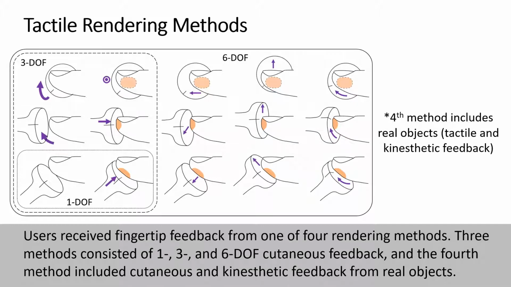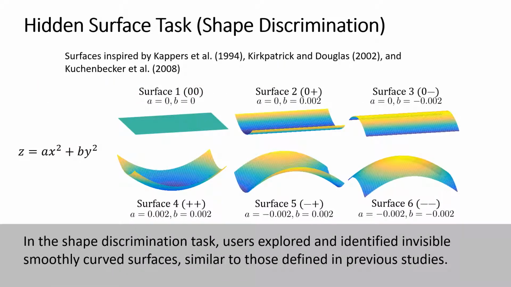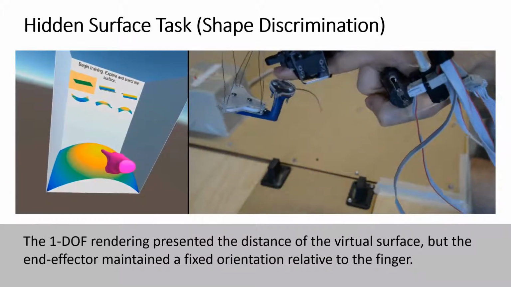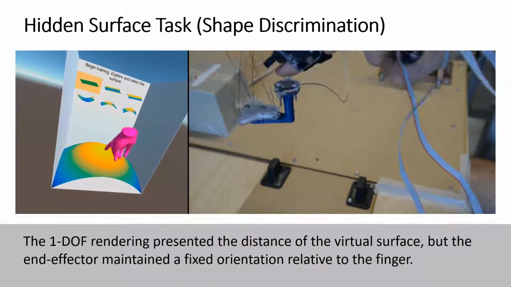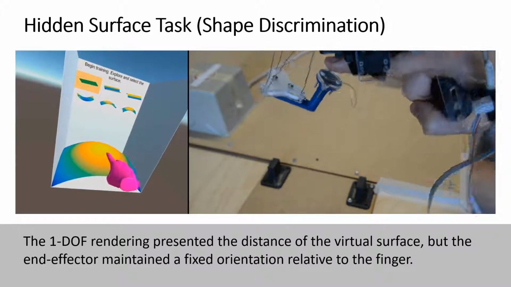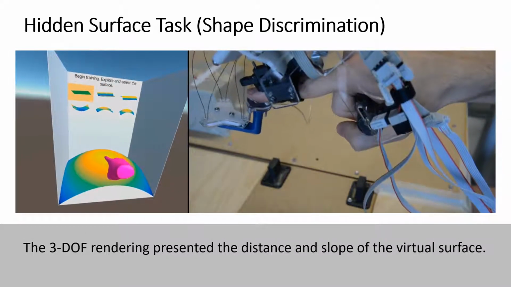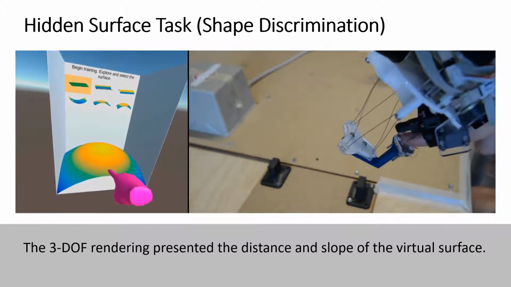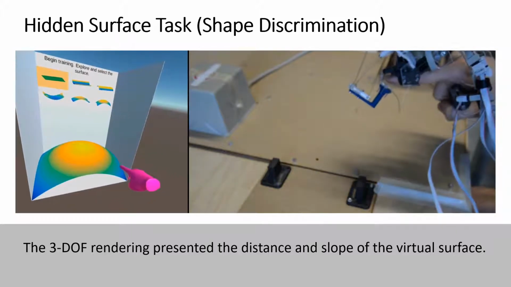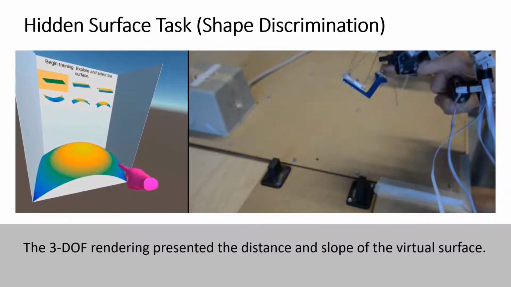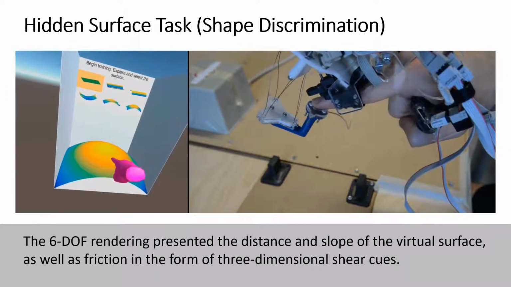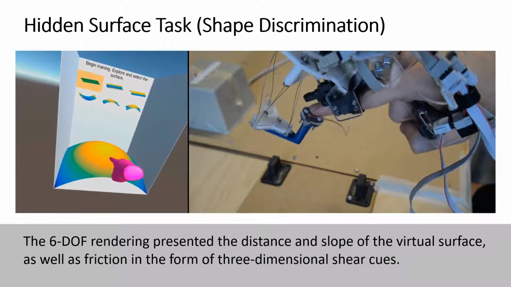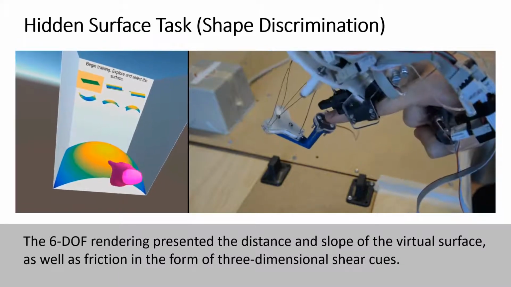In the shape discrimination task, users explored and identified invisible smoothly curved surfaces similar to those defined in previous studies. The 1-DoF rendering presented the distance of the virtual surface, but the end effector maintained a fixed orientation relative to the finger. The 3-DoF rendering presented the distance and slope of the virtual surface. The 6-DoF rendering presented the distance and slope of the virtual surface, as well as friction in the form of 3-dimensional shear cues.